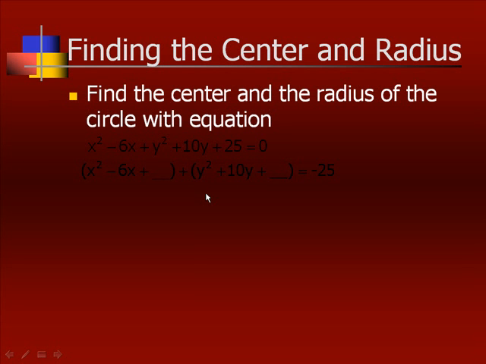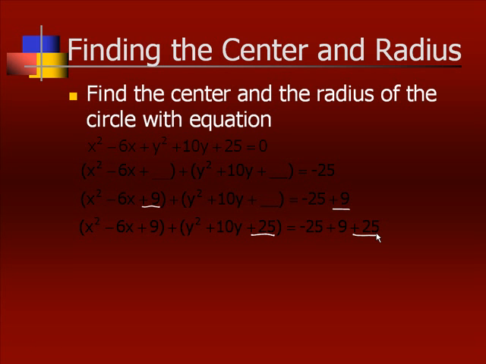Now, if you remember completing the square from intermediate algebra or from college algebra, you take half the middle term, so half of −6 is −3, and you add 9. But if you add 9 to this side, you must also add 9 to this side. Then we're going to do the same for the second grouping. Half of 10 is 5. 5 squared is 25. So we're going to add 25 to this side, but if we add 25 to that side, we must also add it to the other side.